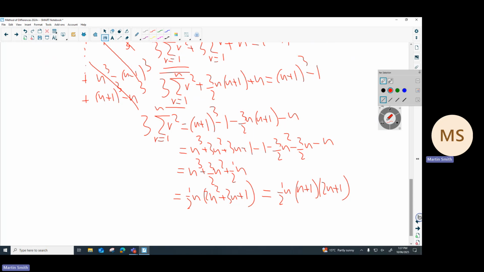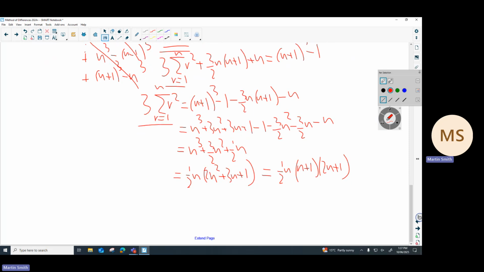Now, we're nearly there, folks. This is the thing we're trying to find a formula for. I've got this extra factor of 3. If I divide by 3, which is times by a third, I will get the sum from r is 1 to n of r squared is 1/6 n plus 1 times 2n plus 1, as required.